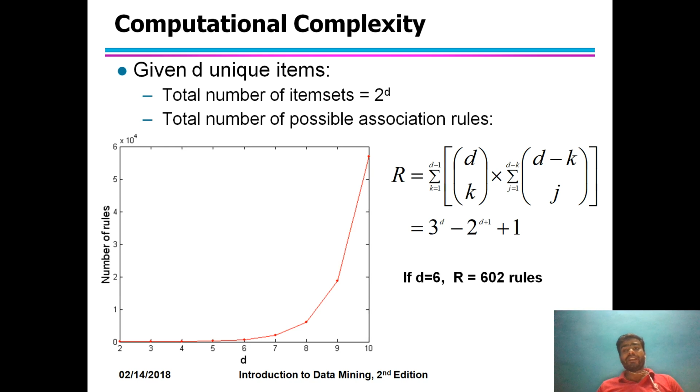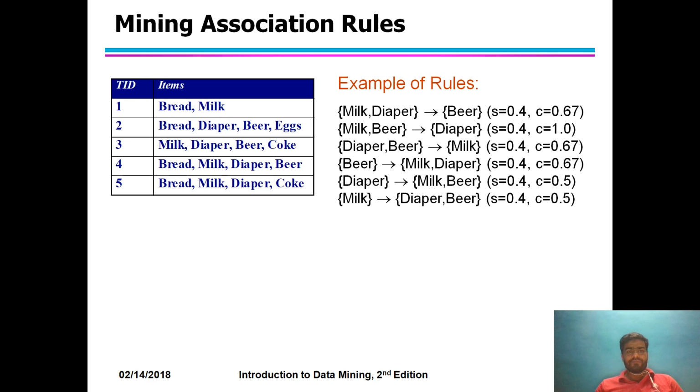And the total number of possible association rules is R, which is the summation for k equal to 1 to d minus 1 of d factorial by k factorial into the summation for j equal to 1 to d minus k of d minus k by j. That is 3 raised to d minus 2 raised to d plus 1, plus 1. If d is equal to 6, if I take 6 unique items, then it will be around 602 rules. So that is the complexity of a brute force approach. For that reason, we cannot go for the brute force approach.